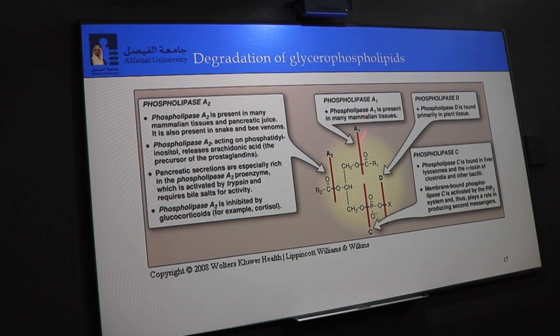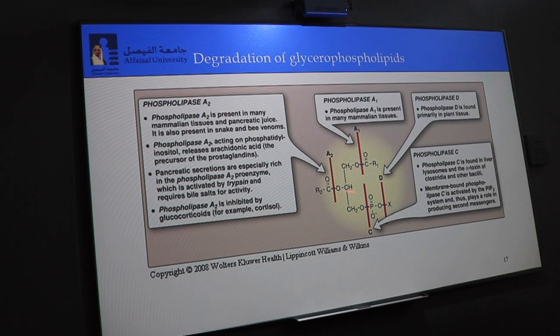Now, let's see how these phospholipases act. Remember the structure of glycerophospholipid? We have glycerol, one fatty acid attached to carbon number 1, another fatty acid attached to carbon number 2, a phosphate group attached to carbon number 3, and then an alcohol attached to the phosphate group. This is a glycerophospholipid. We have different types of phospholipases. Phospholipase A1 cuts here, so it removes the fatty acid.